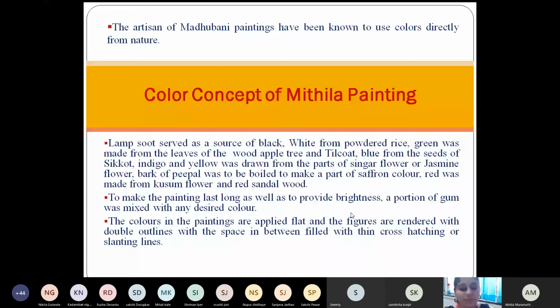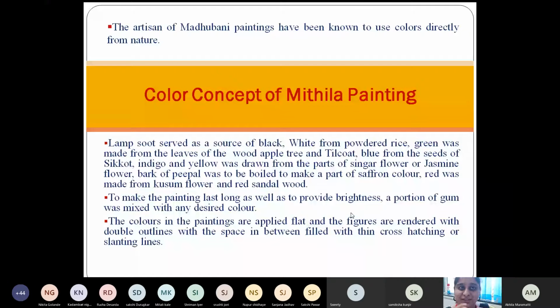So how are the colors obtained? The lamp soot, after burning the lamp, gives you black color. Then white is usually obtained from rice flour. And green is obtained from leaves of the wood. There is an extraction process to get that perfect green color.